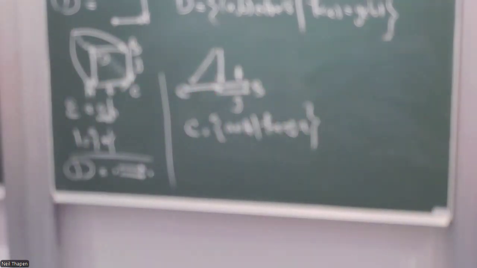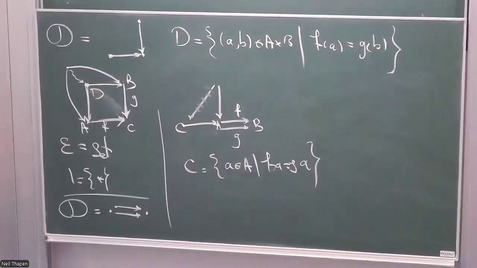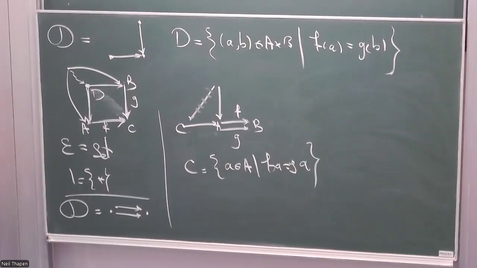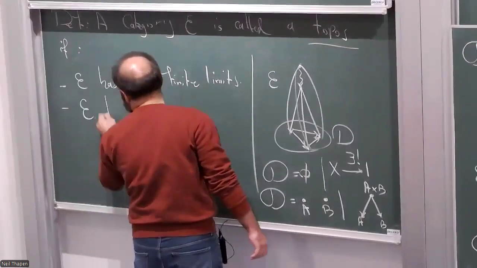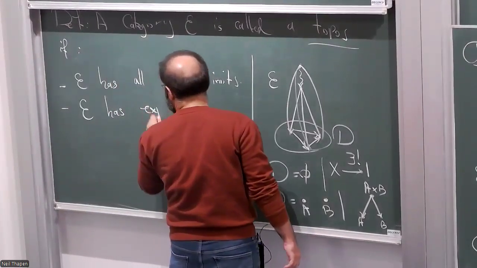And now the second structure that I need in the topos, is it clear, right? Of course. So the second guy was exponential.